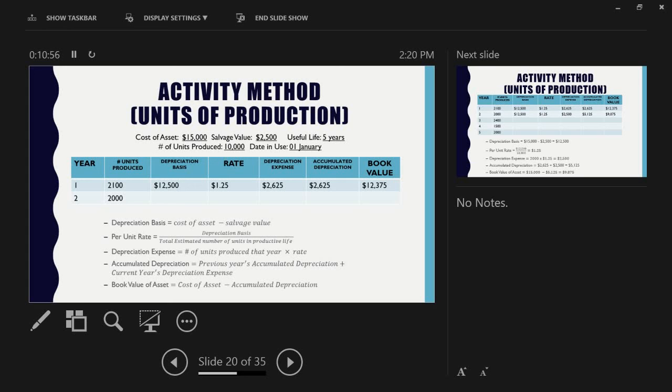And then what is your book value now? So we subtract 5,125 from the previous year's book value of 12,375. No. Start again. Look at the equation. What does the equation say? Cost of asset, which is 15,000, minus the 5,125 accumulated depreciation.